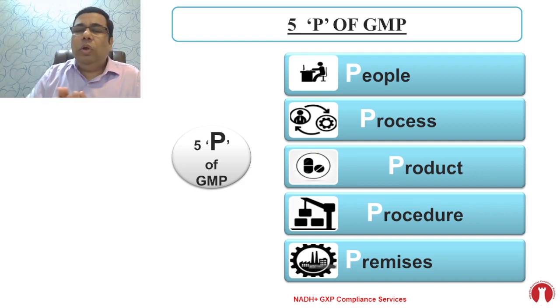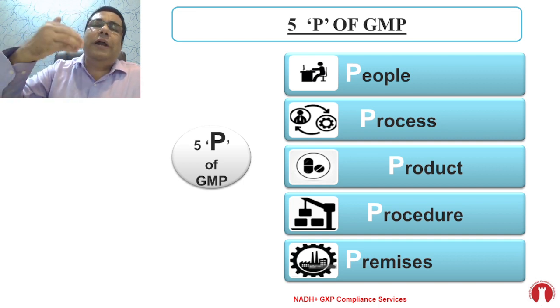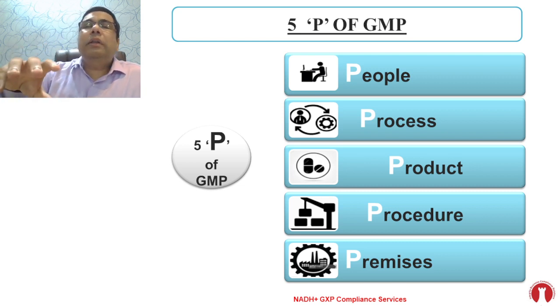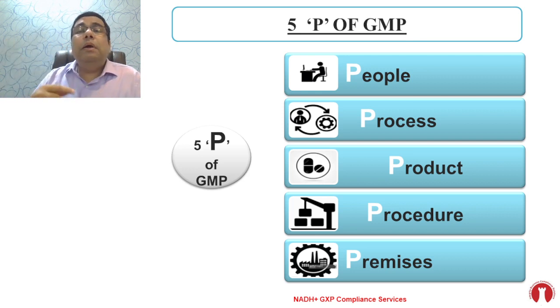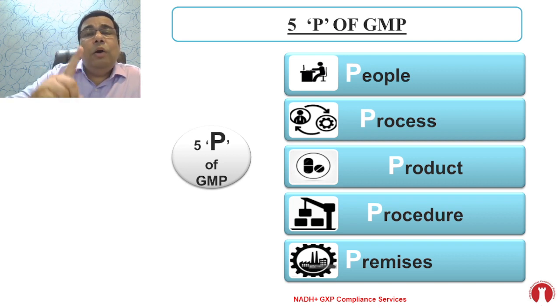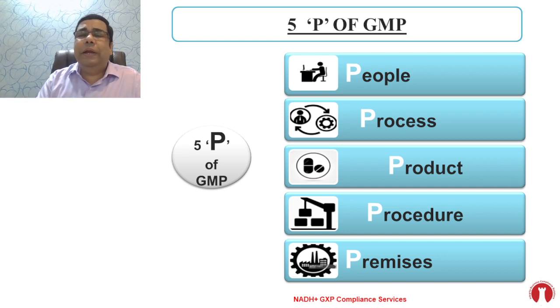Here, there are the 5 Ps of GMP: people, process, product, procedure and premises. The main point here is with respect to the people. Errors made by the people, or any non-conformance by the people, what are the reasons? The behavior of the people plays a very important role in their functioning. That is the reason we are here to discuss the behavioral aspects of the people, and that is why we are discussing the 5 Ps.